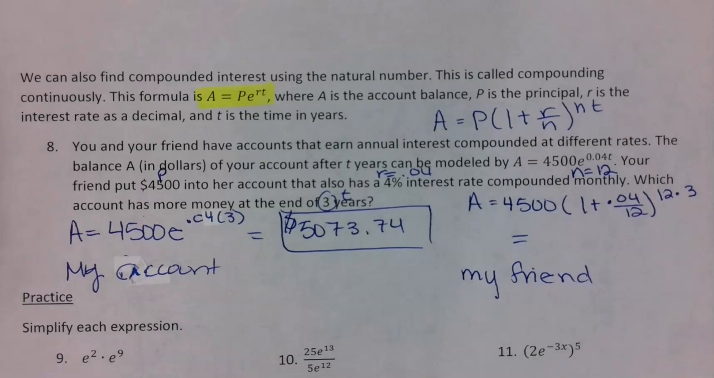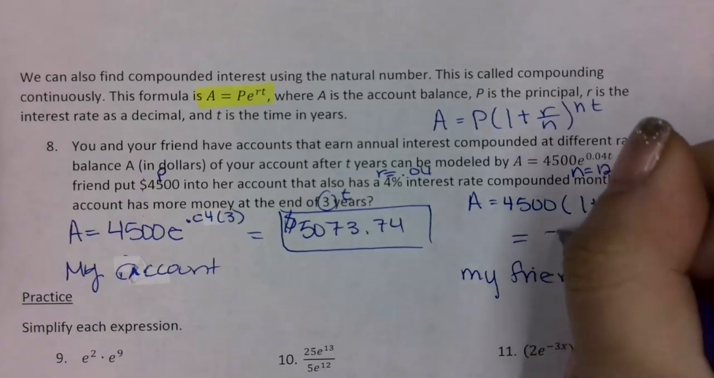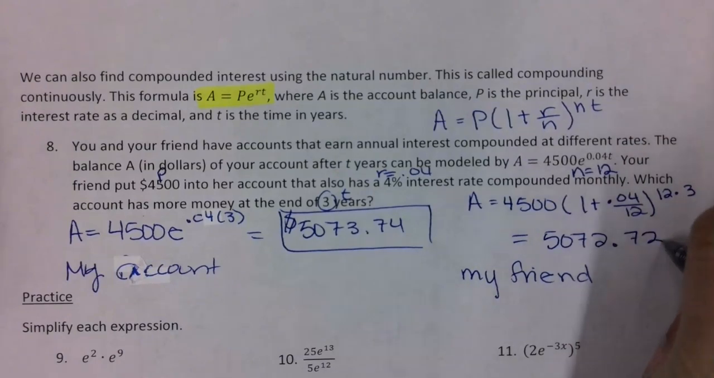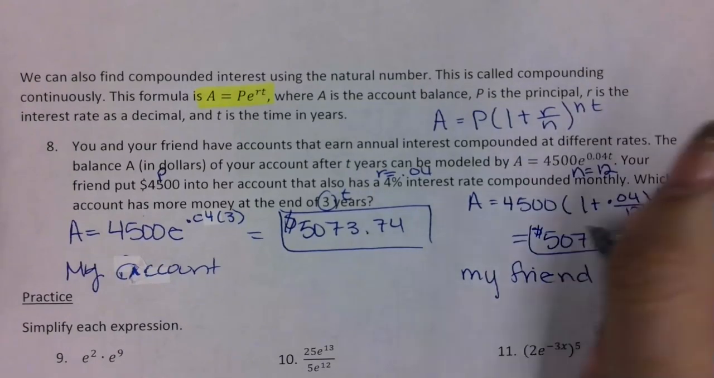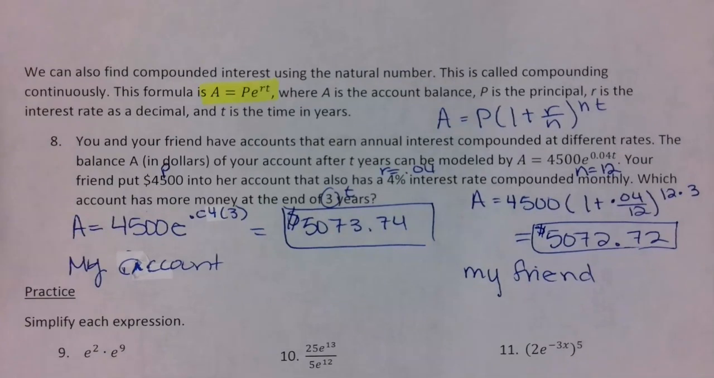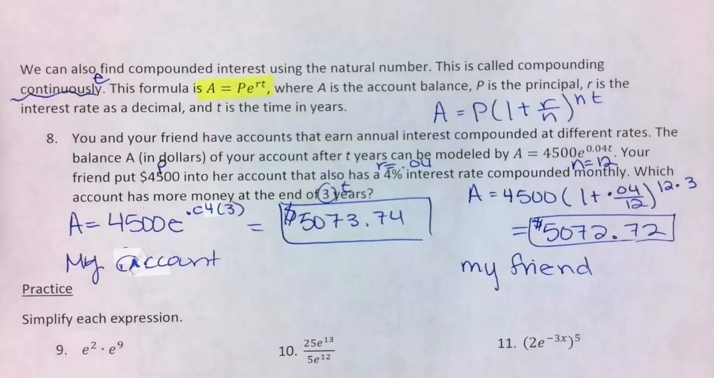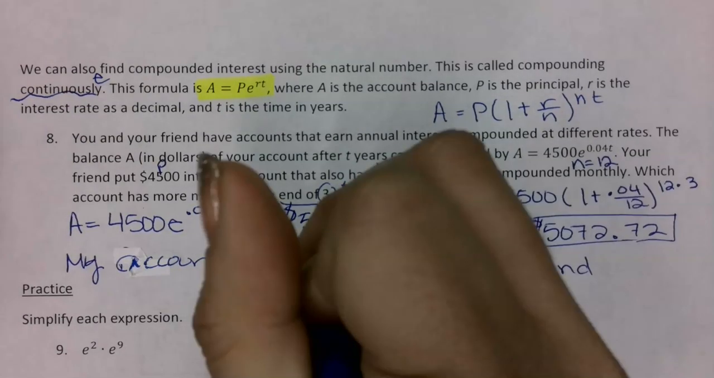Well, how much does my friend have? No cents? So we don't have an E in that one? No. You only have E when it says the word continuously. Yeah. So, I have more money.